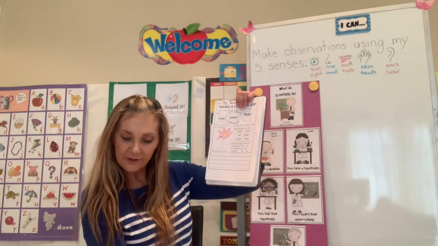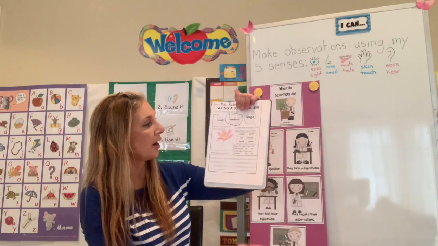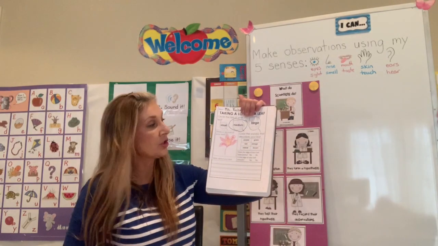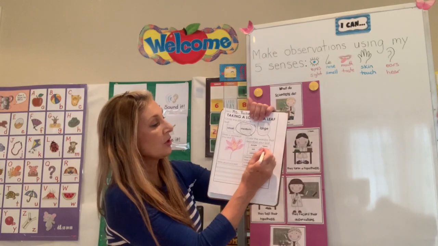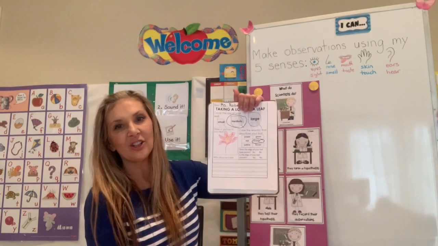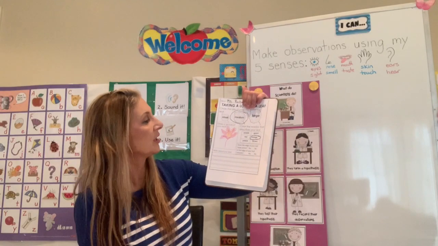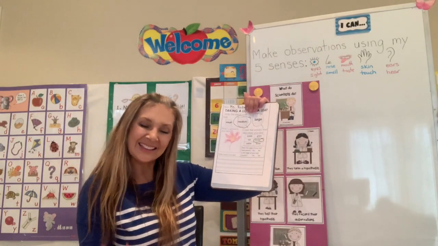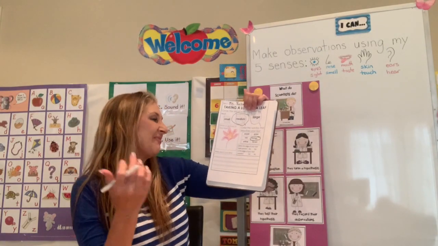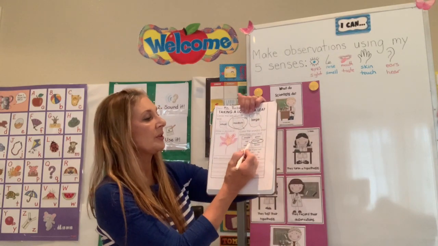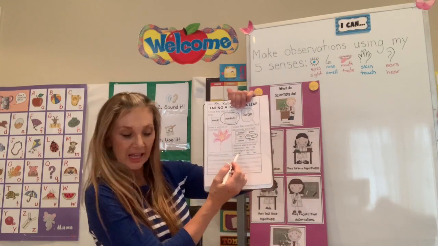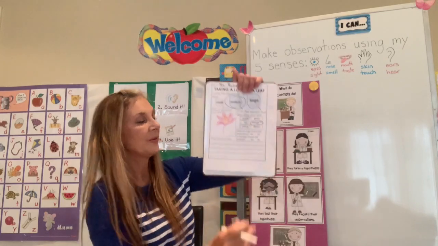Mine doesn't really have any brown, so I'm not going to circle brown. It does have orange, so I'm going to make sure to circle the orange. It doesn't have any green, so I'm not going to circle any green. It's a little bit purplish, so yeah, maybe I might circle the purple. It's definitely got some red in it, and I'd say a little yellow.